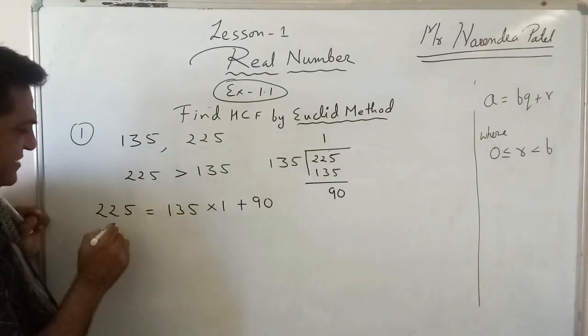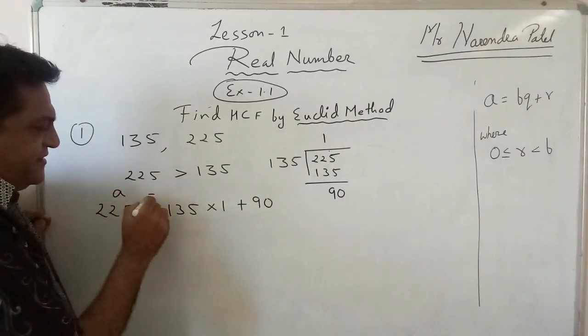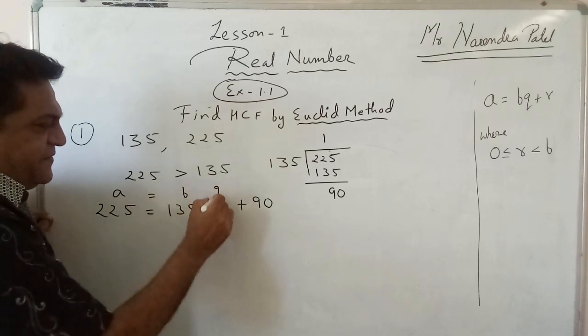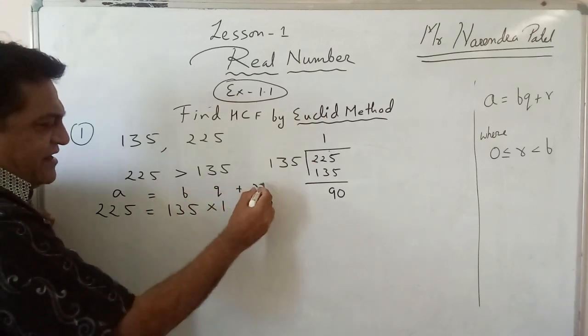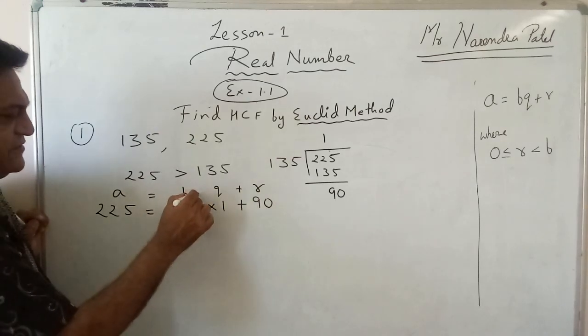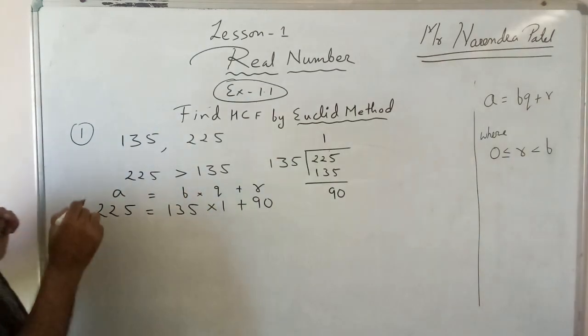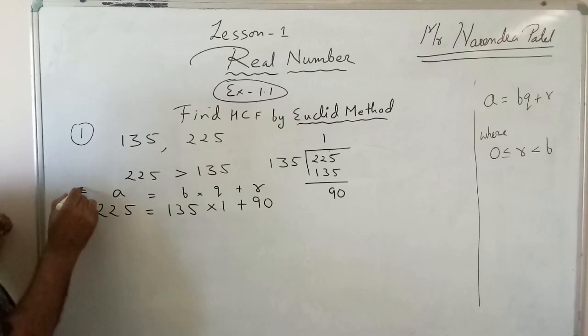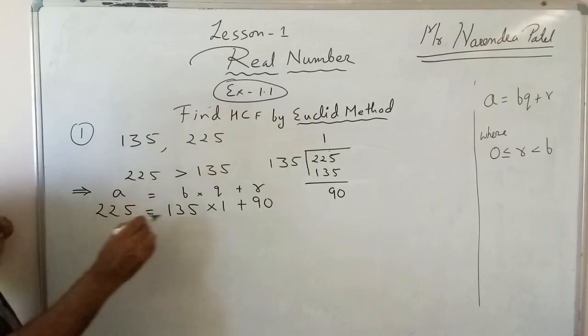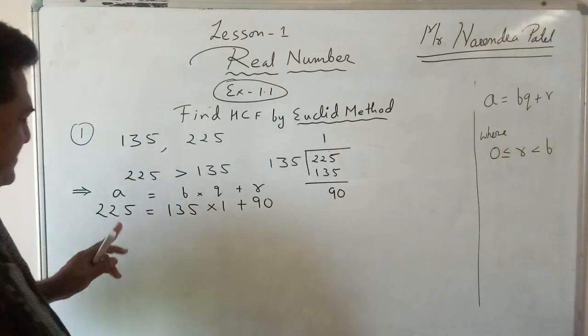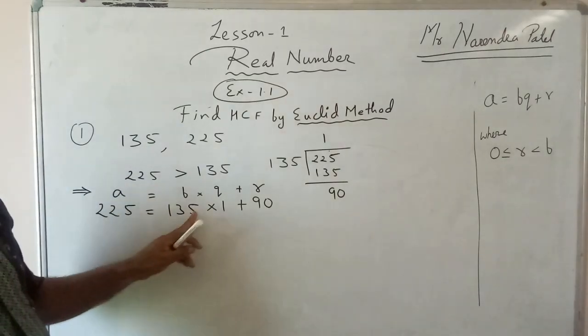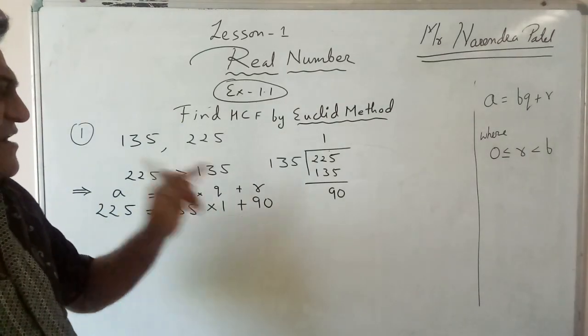What did I write? A is equal to BQ plus R. This method I have used shows the Euclid algorithm. You have to write 225 like this: 225 is equal to 135 into 1 plus 90.